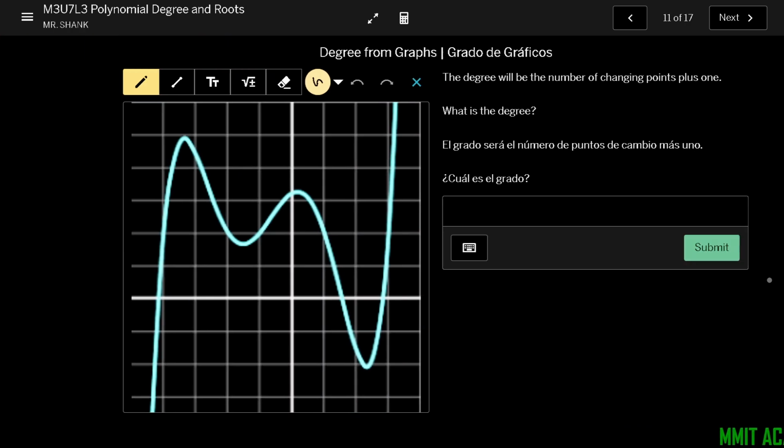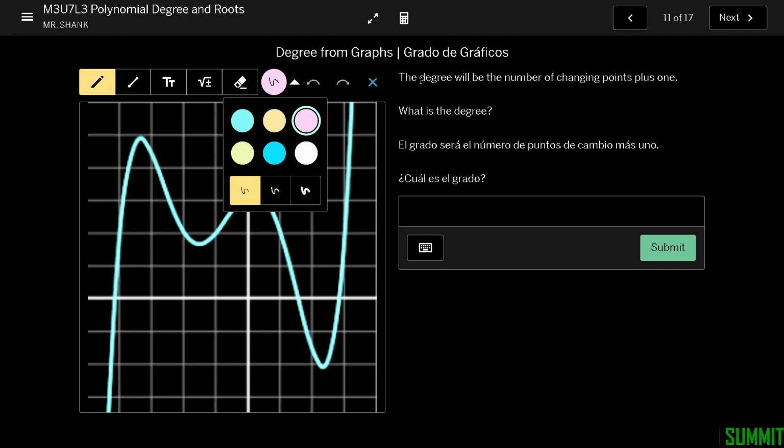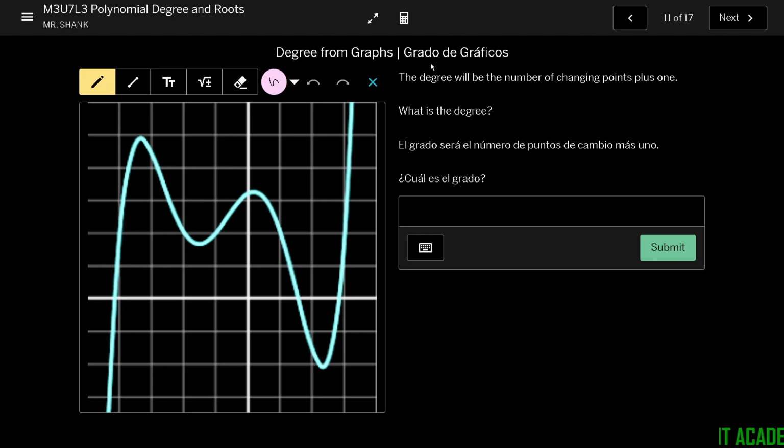Okay, same picture now. It says the degree will be the number of changing points plus 1. Again, this kind of works into derivatives and some pre-calculus stuff that you don't have to worry about. But if you want to research that on your own, you certainly can. But we're saying, what is the degree? Well, let's write this down.